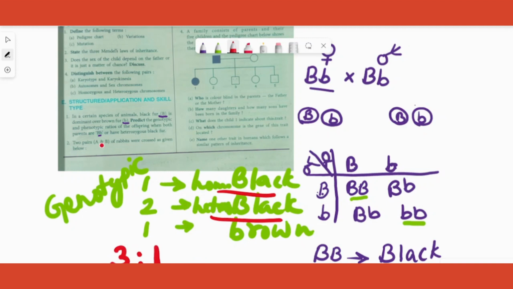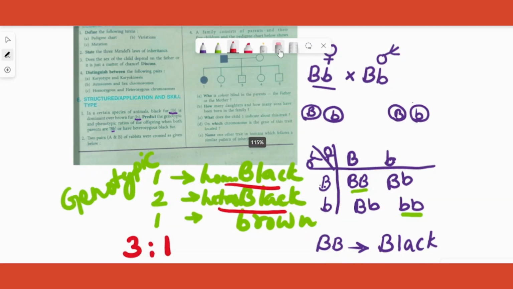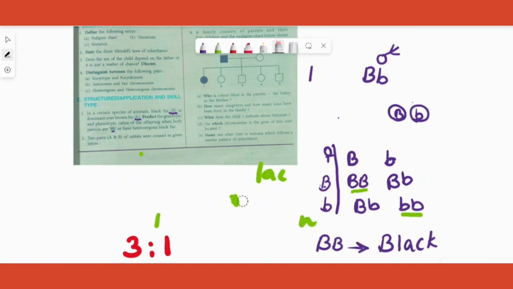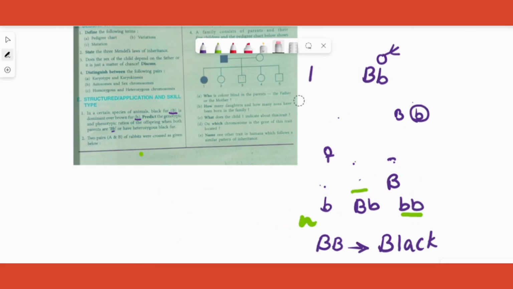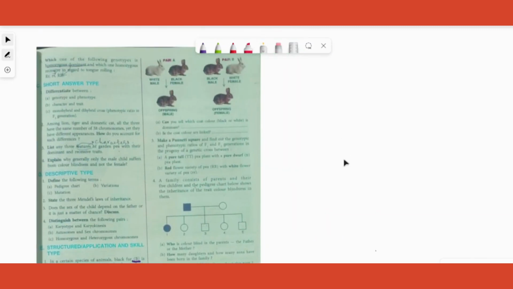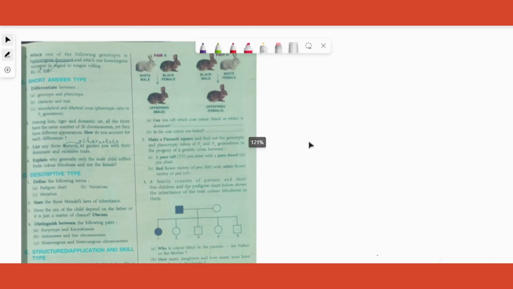Next question, 2 pairs A and B of rabbits were crossed as given below. And then there is a picture. Before that, let me erase everything out. You can skip for 10 seconds probably till I erase this. Alright, so the question is asked. You can see the picture in your textbook more clearly, I guess.